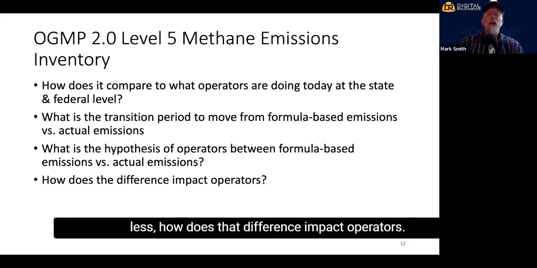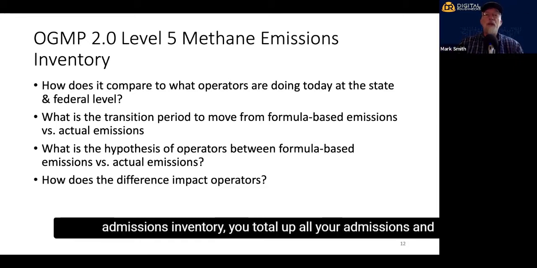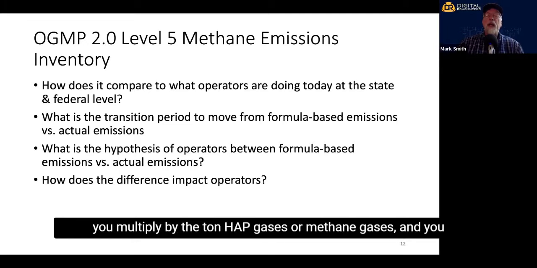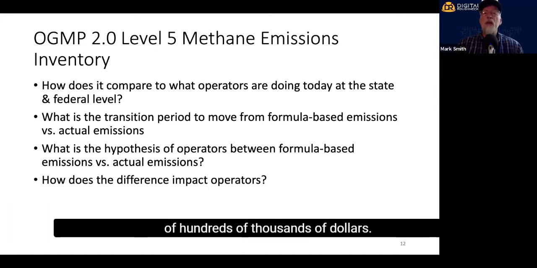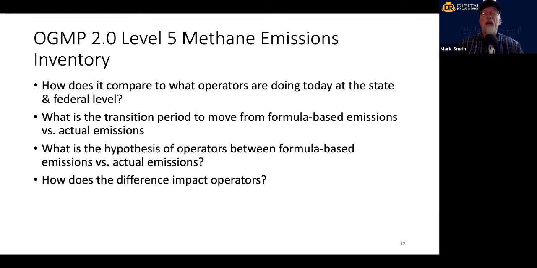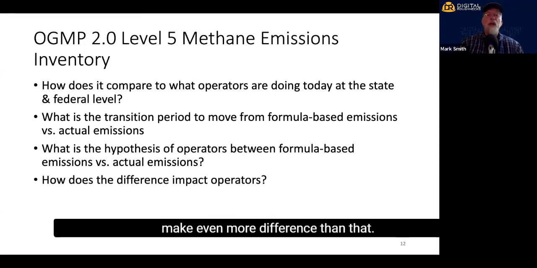How does that difference impact operators? Well, when you do an emissions inventory, you total up all your emissions and you multiply by the ton of HAP gases or methane gases, and you write a check to a regulator. So it can make a difference of hundreds of thousands of dollars. But as we move forward with new federal regulations, it will make even more difference than that, millions of dollars of difference.